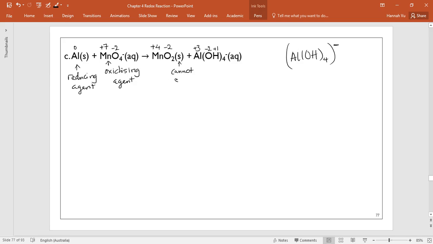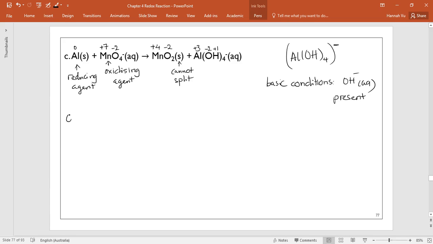I just want to remind you that this is under basic condition, which is another way of saying that there should be some OH minus present. Yes, OH minus ion present, aq present, which if you wish to use it, you could speed things up in this particular instance if you are aware of that.